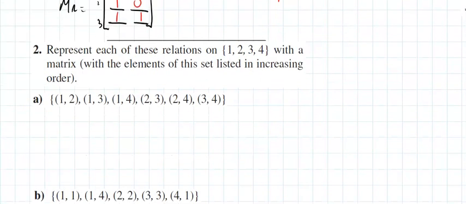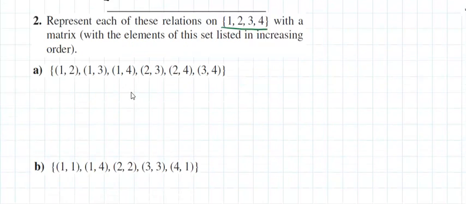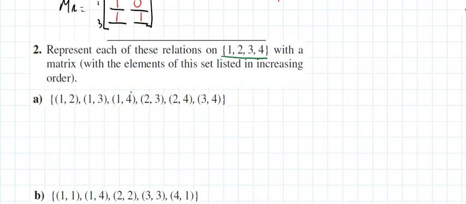Represent each of the following relations on {1, 2, 3, 4} with a matrix, with the elements of this set listed in increasing order. Okay, let's see what this means. So the elements are 1, 2, 3, 4. They want us to list the following conditions. So we need 4 of those. 1, 2, 3, 4. That's how this is gonna look.